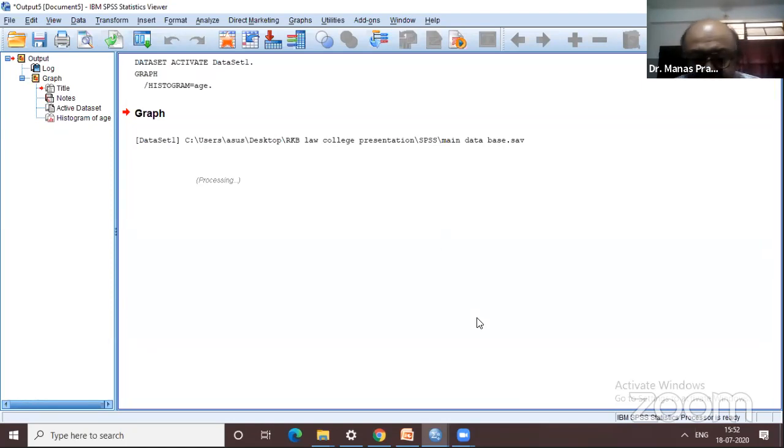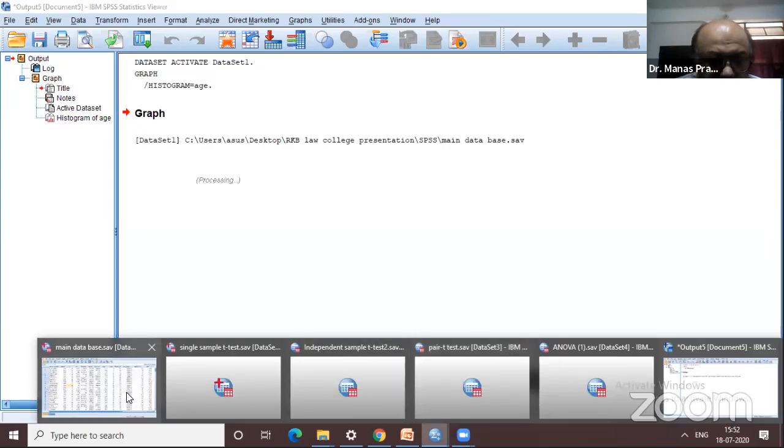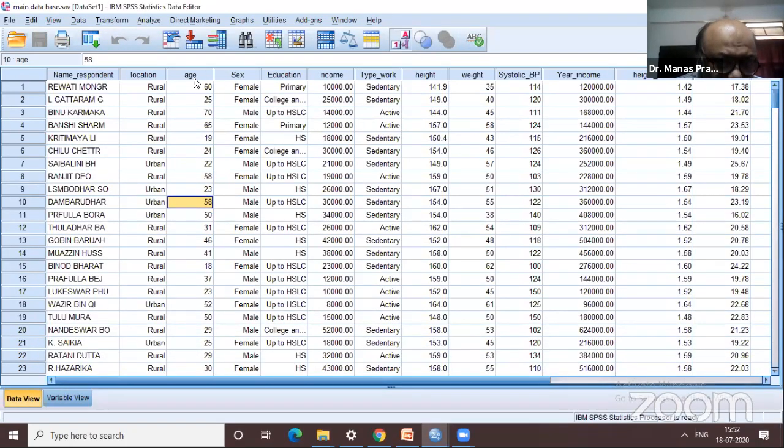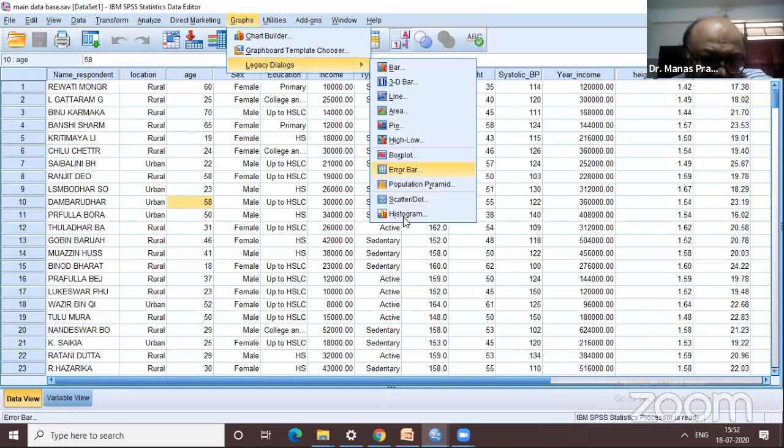It's very easy. I'll show you one more time. Suppose this is the age variable, and we have to construct a histogram for this. You just have to go to Graphs, Legacy Dialogs, then go to Histogram.